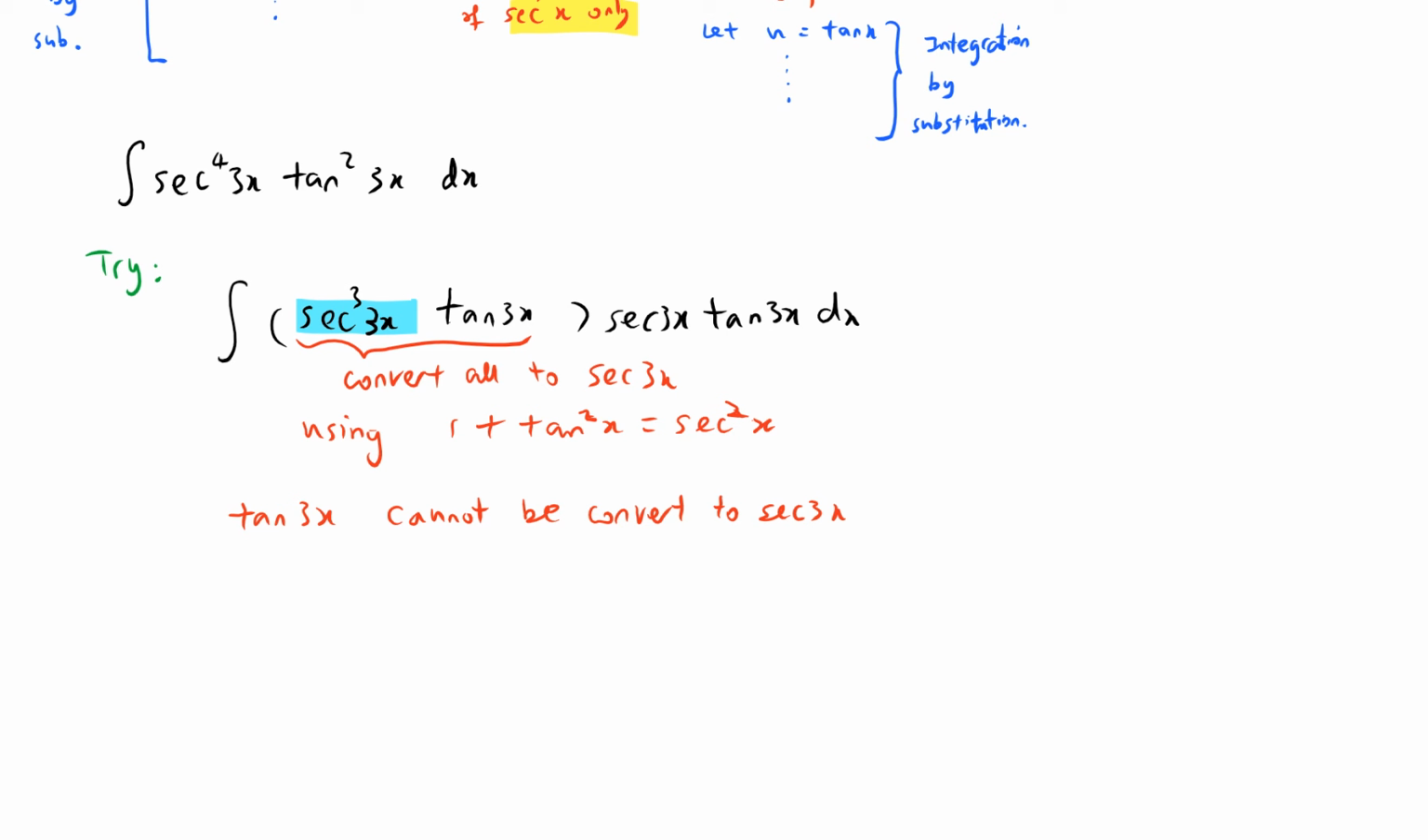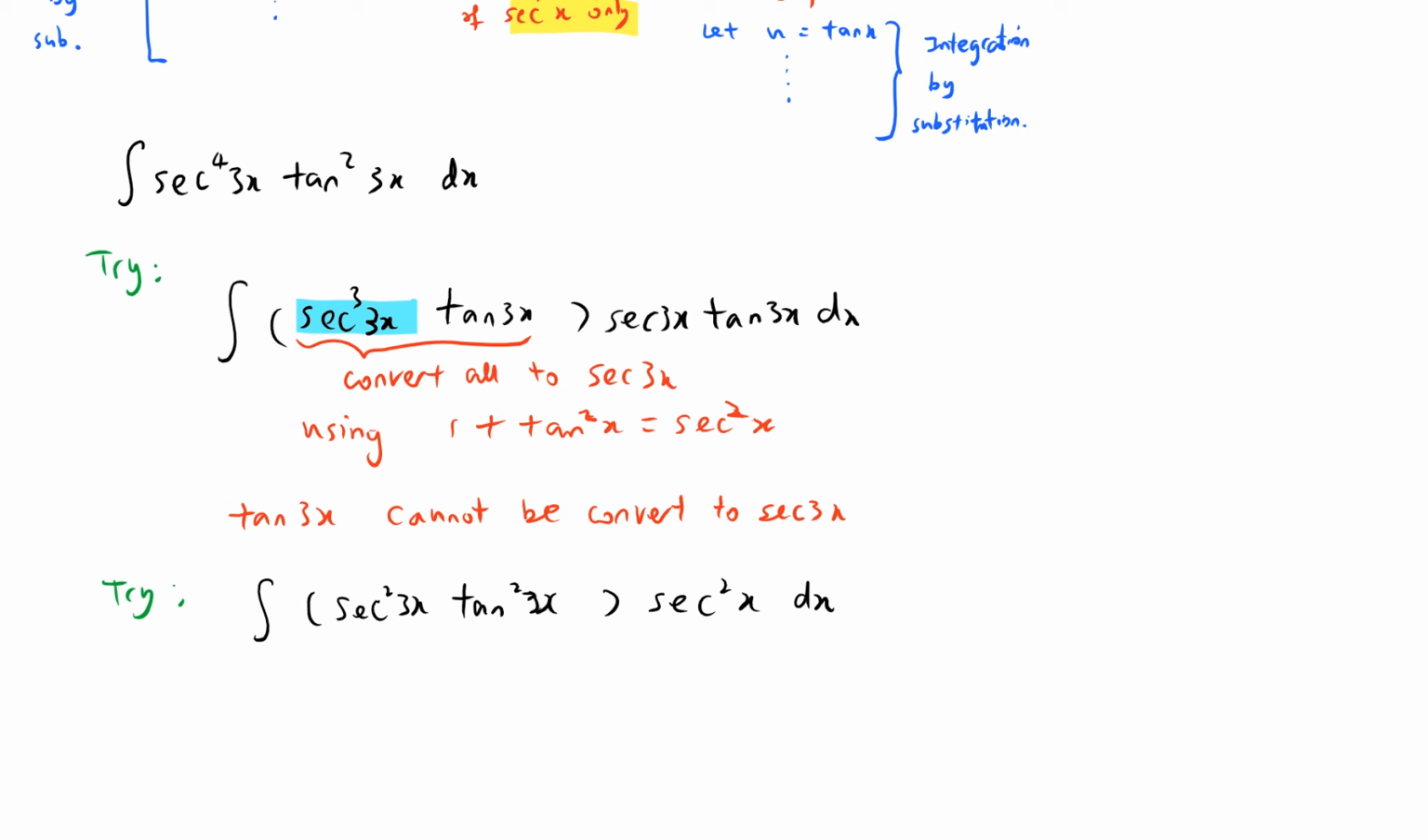Since this failed, we try the next one. So try: not possible. You write again secant in a bracket, then the last one will be secant x dx, right? Remember, secant x dx. So to get secant x dx, you have secant square 3x and tangent square 3x.